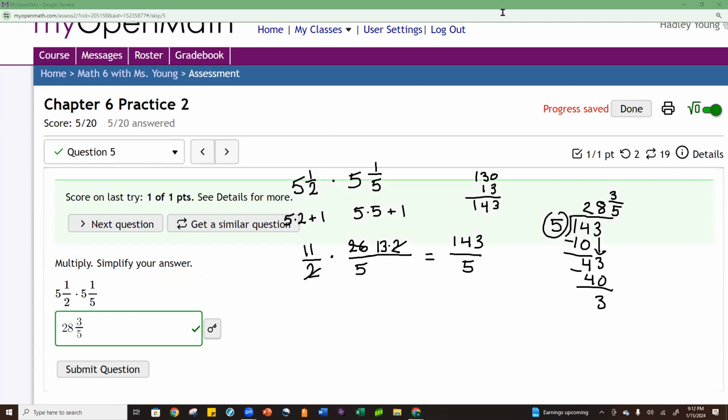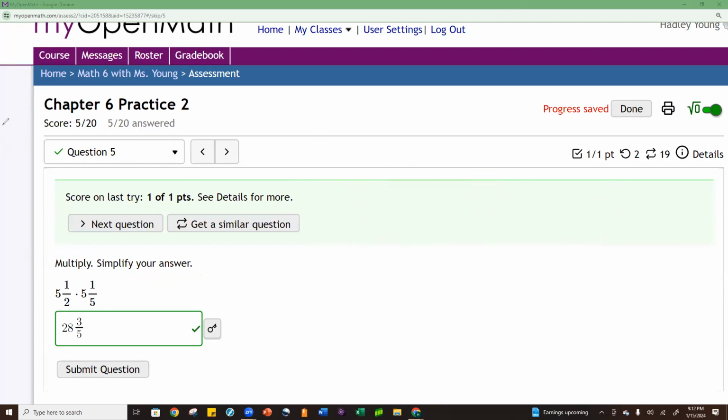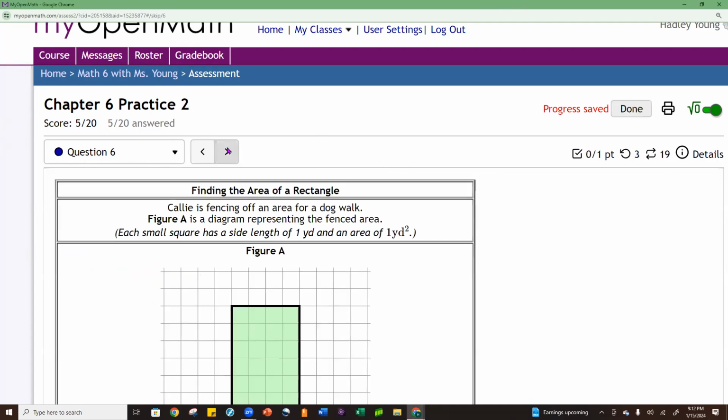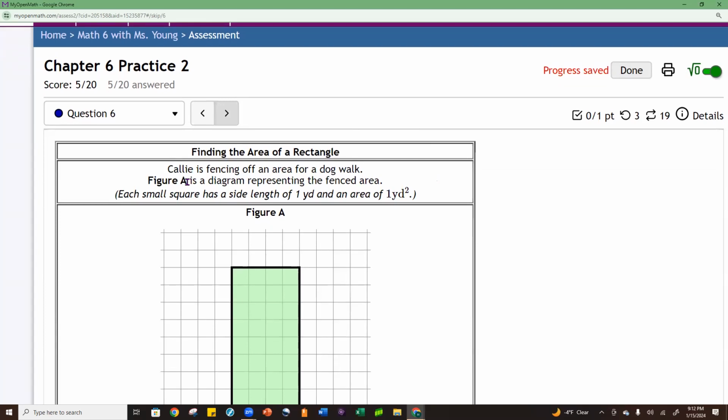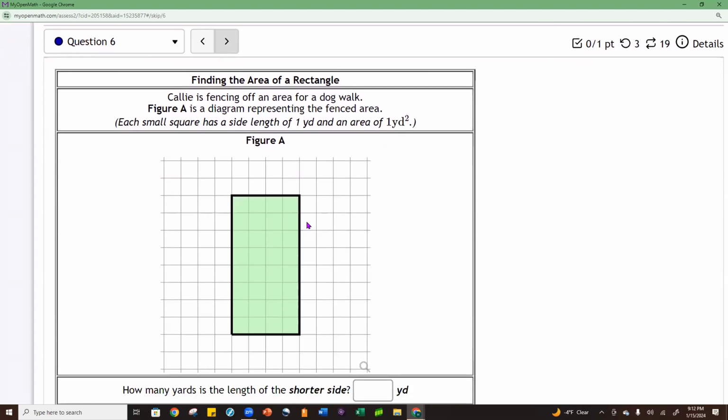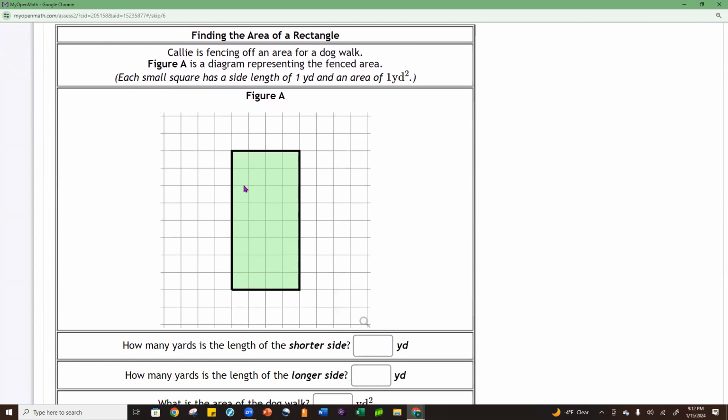So I didn't mean to close that. Okay, so I was trying to clear my drawings. Let's go on to number 6. It says Callie is fencing off an area for a dog walk. So this is like a dog park, an area to play in. Figure 8 is a diagram representing the fenced area. Okay, it says how many yards is the length of the shorter side?